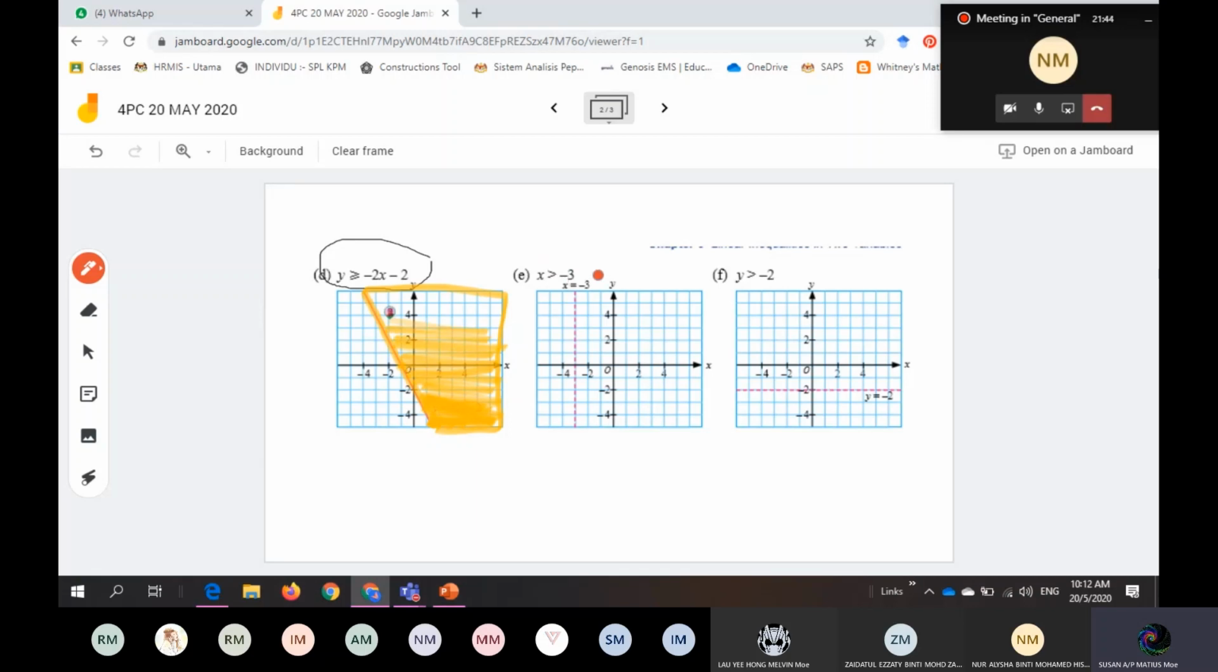The next one is x greater than negative 3. There's no equivalent sign, so that's the reason why you have a dashed line. This is a different line. This is group 3, where x is not equal to or less than negative 3, which means you are going to shade based on left or right. Because it's greater than, you are going to choose right.